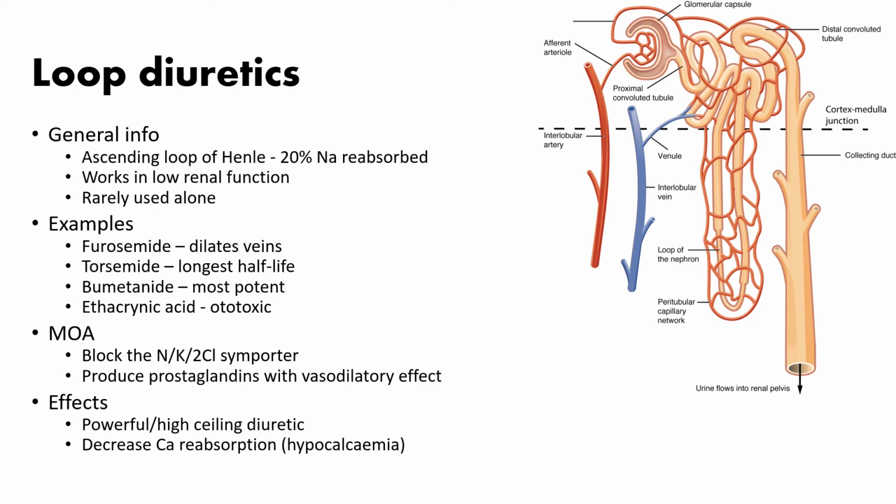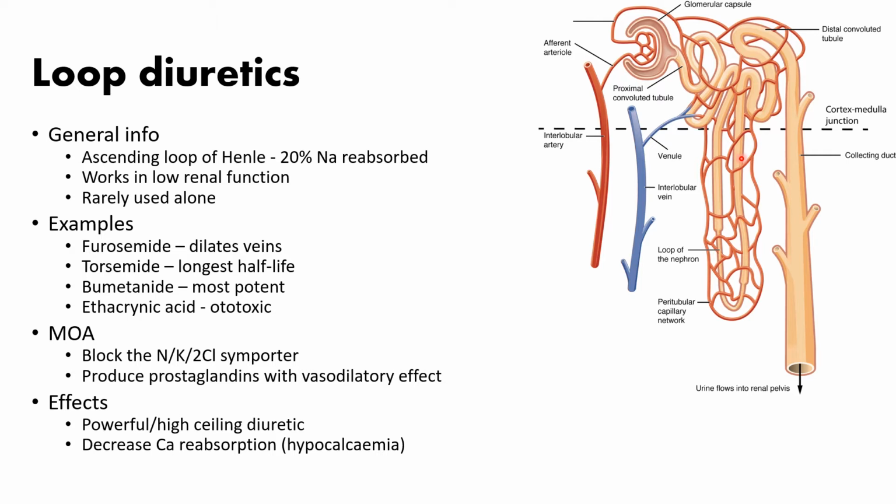Okay, so moving on to loop diuretics, general information. Loop diuretics work on the ascending loop of Henle, where 20% of our sodium is reabsorbed. So again, I have here a picture of the nephron, just in case you forget. So the ascending loop of Henle is this bit here. Again, 20% of our total sodium is reabsorbed here.